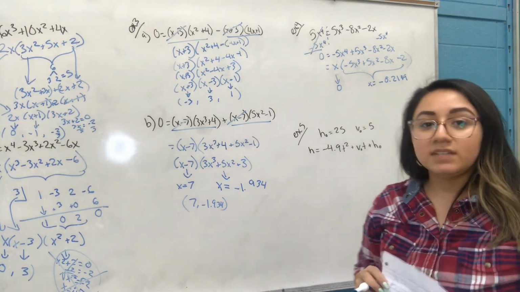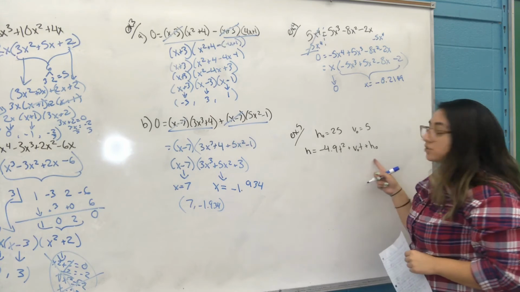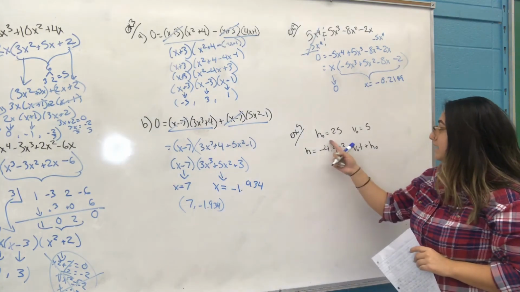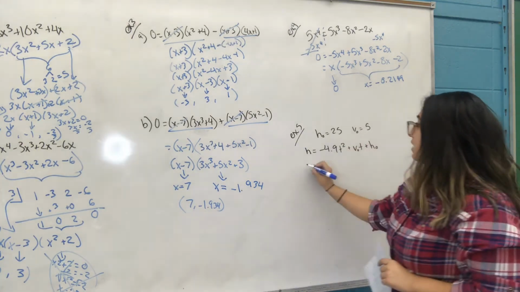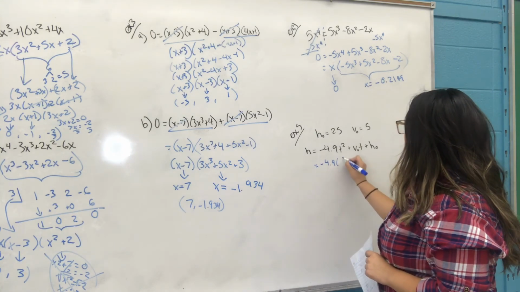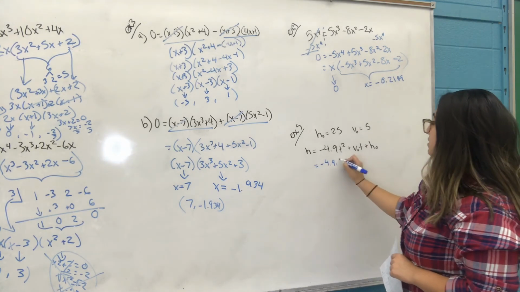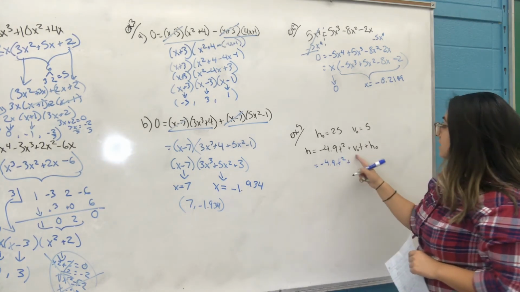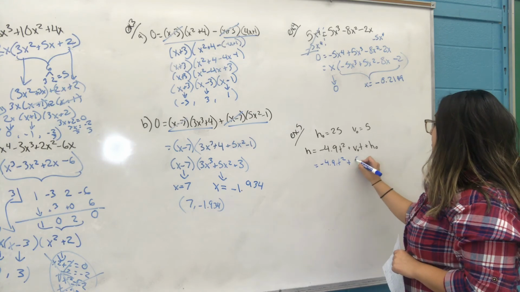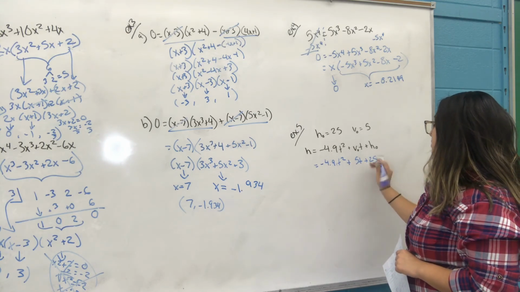Last one, it's a word problem. So this word problem, all you do is you're basically solving for it. They give you what the height is, they give you what v is. So you go ahead and plug it in. So we have negative 4.9 t squared. We don't have what t squared is, so I'm going to put t squared plus the v, I'm guessing it's velocity, so 5t plus the height, which is 25.